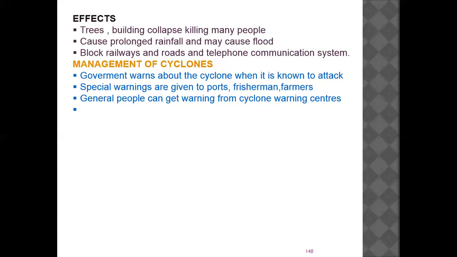And last but not the least, we should train and educate the people. Public awareness is one of the important steps by which we can minimize the impact of cyclone. So if you warn the people, if you prepare the people, then of course, we can reduce the casualties.